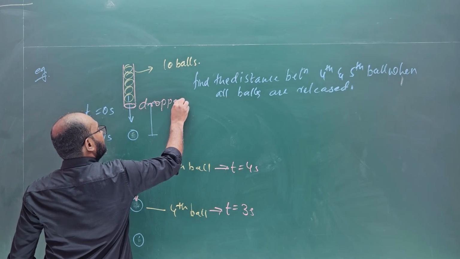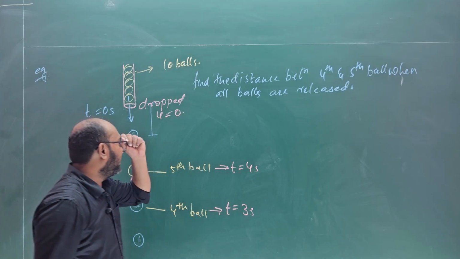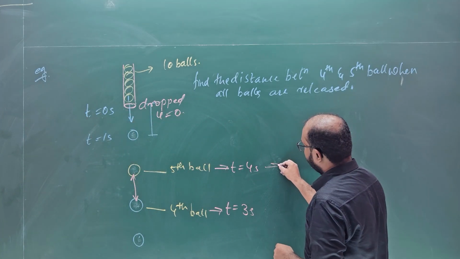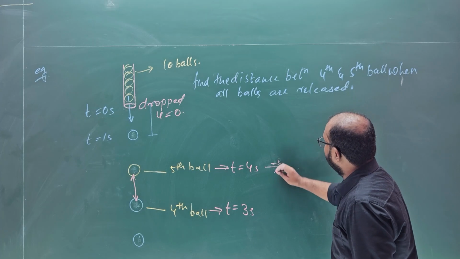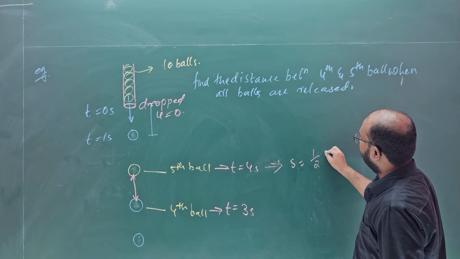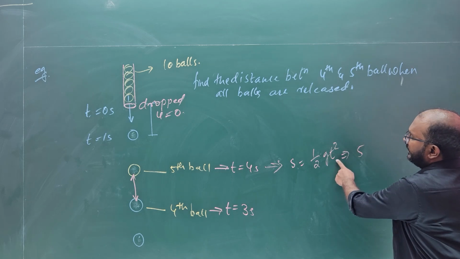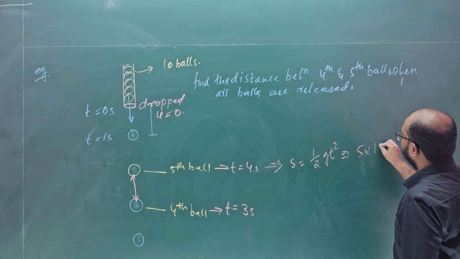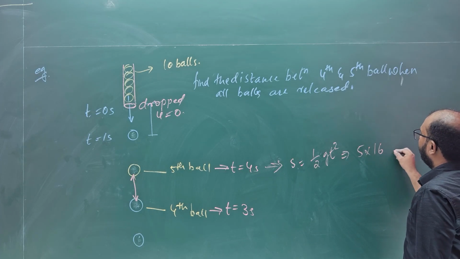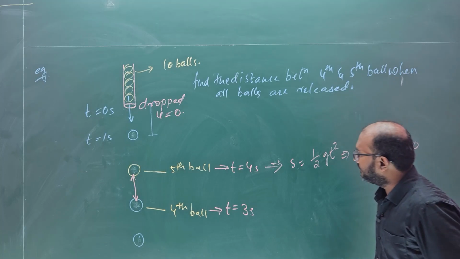u equals how much? 0. So if u equals 0, substituting and getting the answer for this one, s equals ut, u becomes 0, which equals half gt squared, and that is nothing but 5 times t squared. The t value here is 4 seconds, 4 squared is 16. Multiplying this, 5 times 16 is 80.